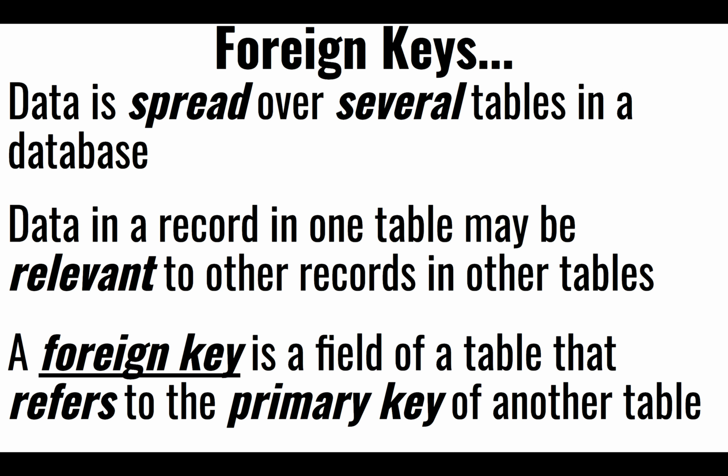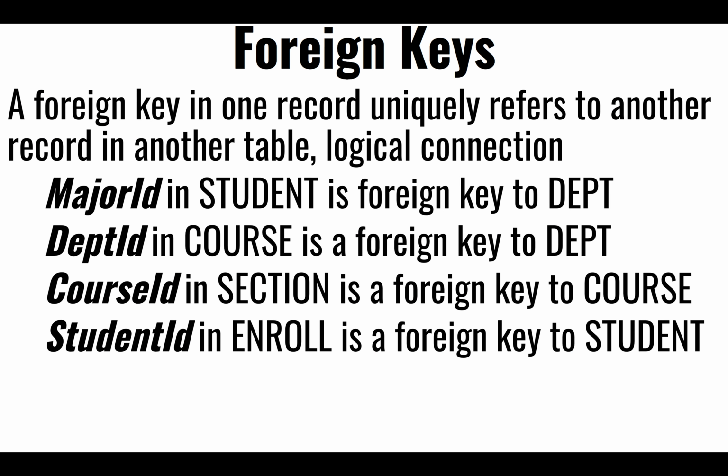Foreign keys, as I mentioned earlier, are used for referring to the primary keys and setting up the relationship between records. Here we have a couple of foreign keys in the schema that we're looking at. The major ID in the student is referring to the department, the department in the course is referring to the department, and so on and so forth. So we looked at that already. All right, let's talk about schemas.